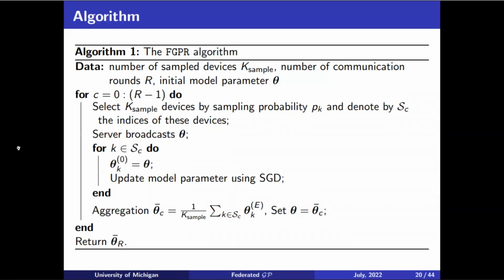This algorithm briefly summarizes the federated Gaussian process. At the beginning of each communication round, we select a subset of devices by the sampling probability p_k, and the server will broadcast the model parameter theta. After receiving the global model parameter, each local edge device will run some computation to update the model parameter using SGD. Afterwards, all the devices will send the parameters back to the central server. The server then aggregates those parameters by taking the average. And we will repeat this process several times, for example, for R communication rounds.